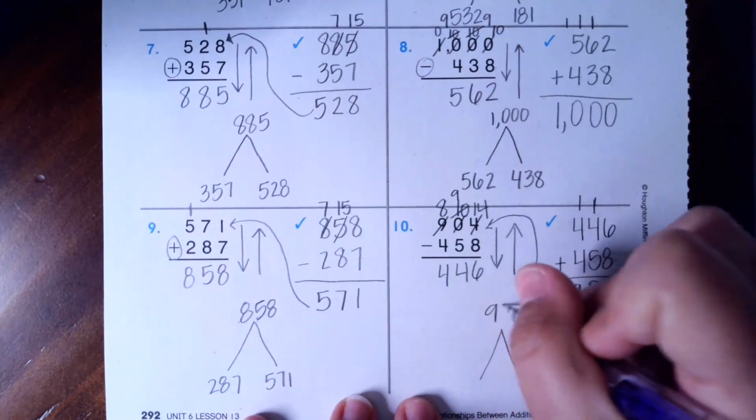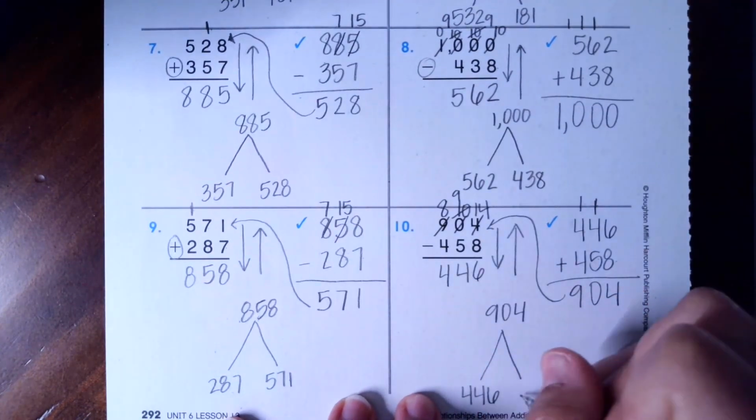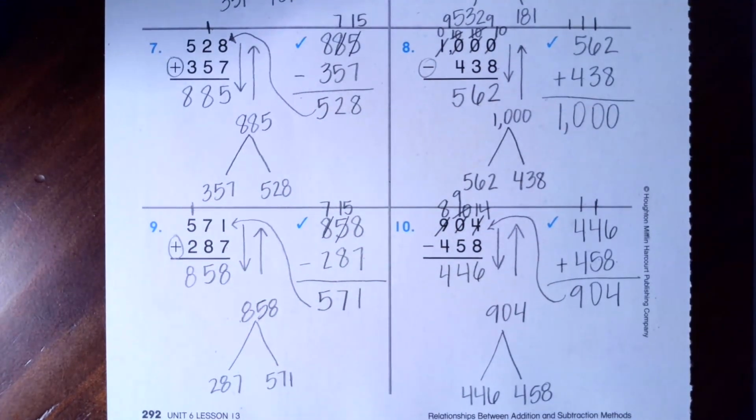And don't forget to draw your math mountain. Biggest number goes on the top. And smaller numbers go on the bottom.